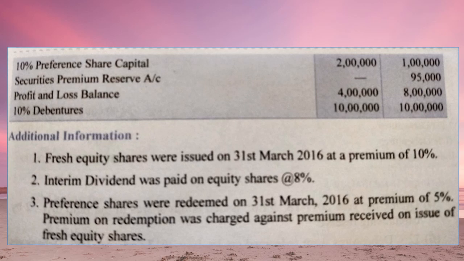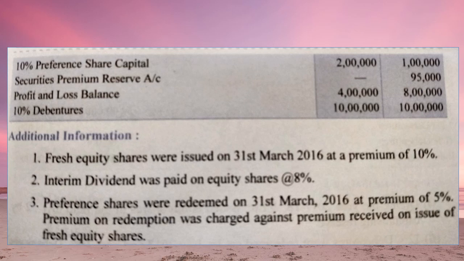Second number. Third number, preference shares were redeemed on 31st March 2016 at a premium of 5%. Means redemption of preference shares was done at a premium. That premium is 5%. Now you can see, it went from 2 lakh to 1 lakh, 5% of 1 lakh, you will pay rupees 1 lakh 5,000.